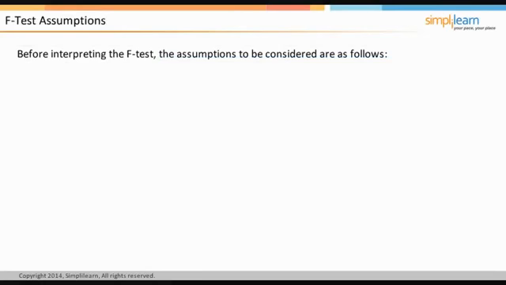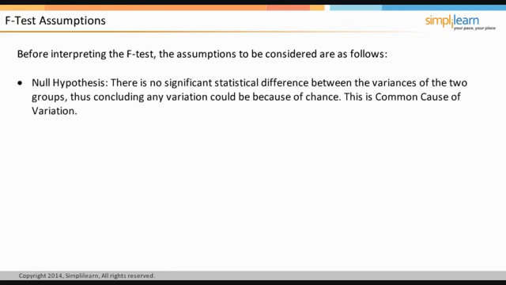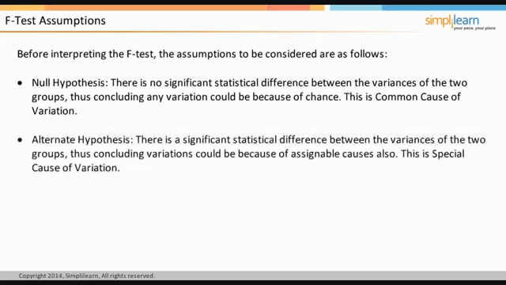In this screen, we will discuss the F-test assumptions. Before interpreting the F-test, the assumptions to be considered are null hypothesis: there is no significant statistical difference between the variances of the two groups, thus concluding any variation could be because of chance. This is common cause of variation. Alternate hypothesis: there is a significant statistical difference between the variances of the two groups, thus concluding that variations could be because of assignable causes too. This is special cause of variation. The following screen will focus on F-test interpretations.